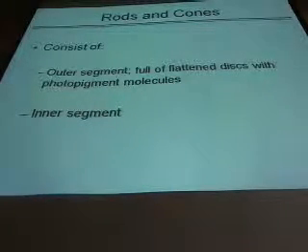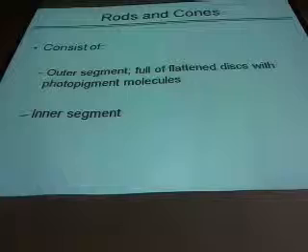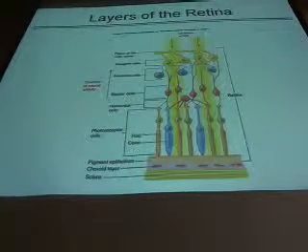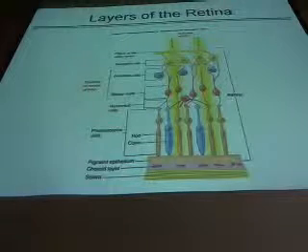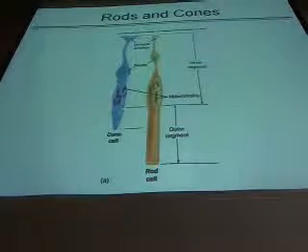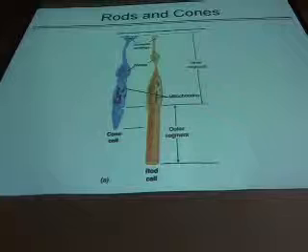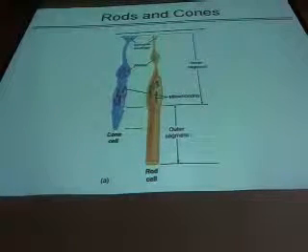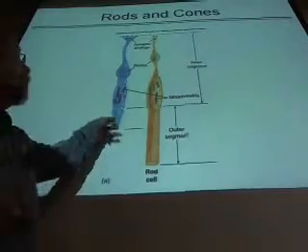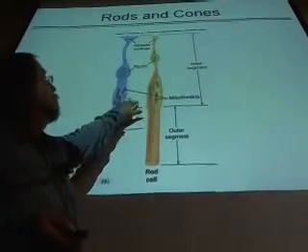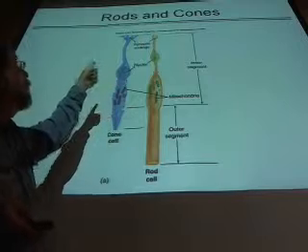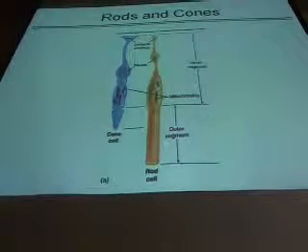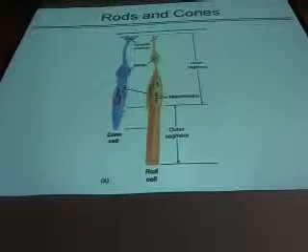Outer segment of flattened discs with the photopigment molecules, and then you have the inner segment with the receptor cells in that. So here's your outer segment. Here's your rod. Here's your cone. The inner segment's more the cell body and nucleus, and your synaptic endings are on the other end, on the inside of it actually.